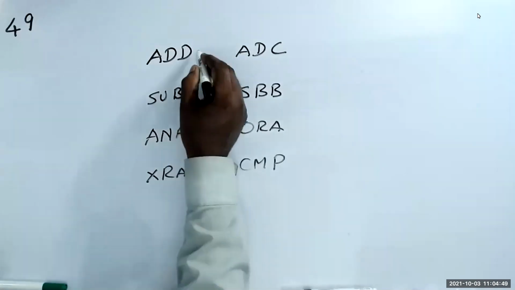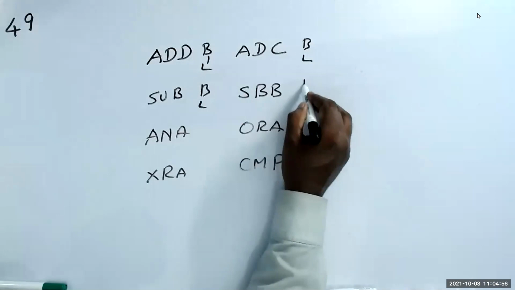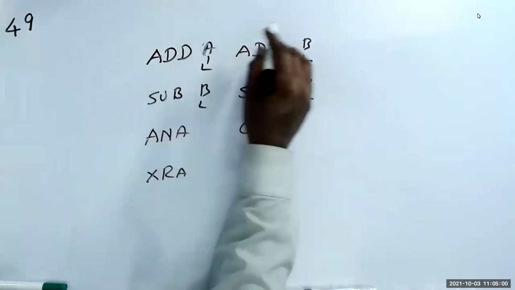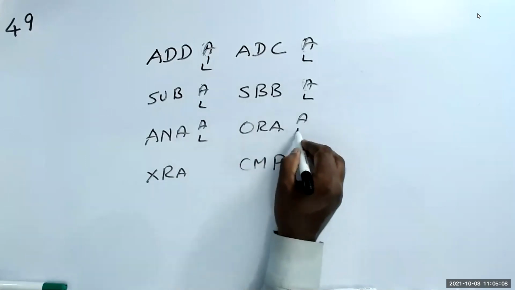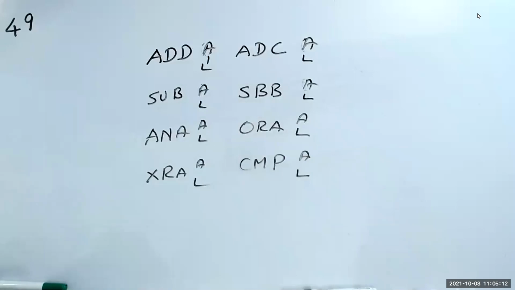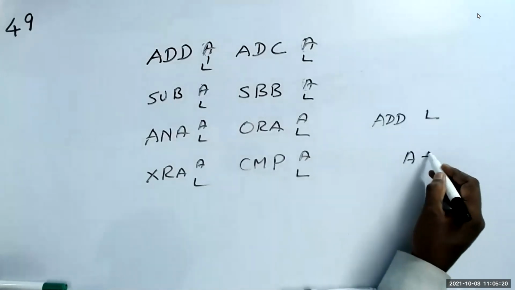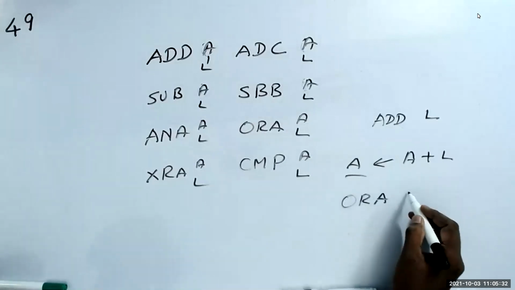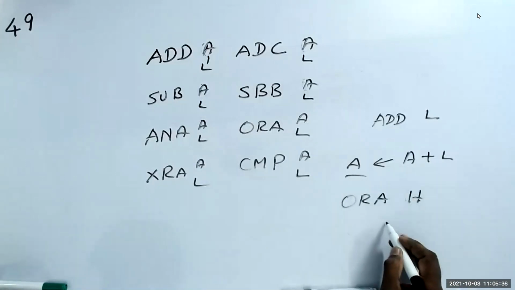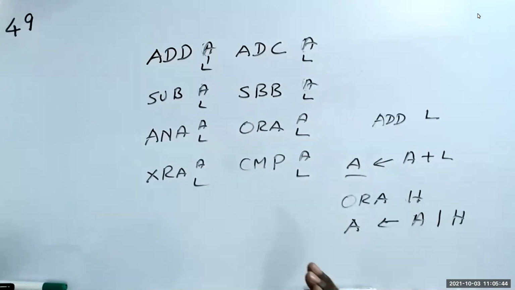Each one has add B to L, sorry, A to L. That means I can say add L, that means A plus L to A. If I say OR H, that means I will do A OR with H and put the result in A. We take A as always the reference.